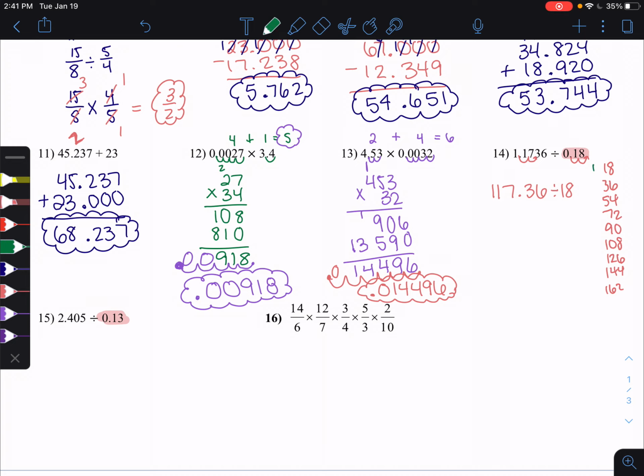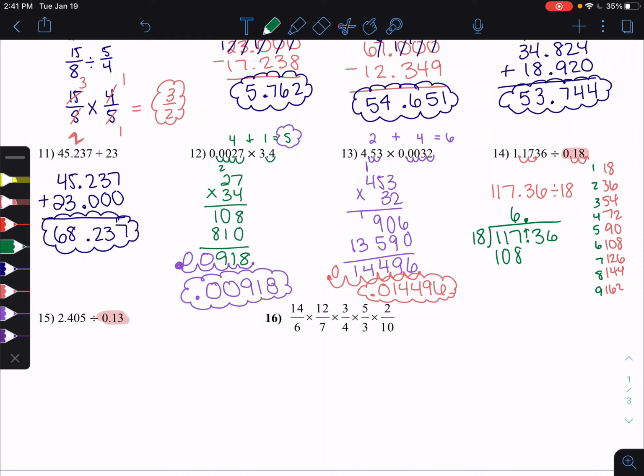And this is going to help me do my long division. So if you remember from your quizzes, we had little multiplication charts there for you to help you. So I'm going to do 18 into 117.36. Remember, if there's a decimal already there, it should be up on your answer line. So 18 goes into 117 6 times.